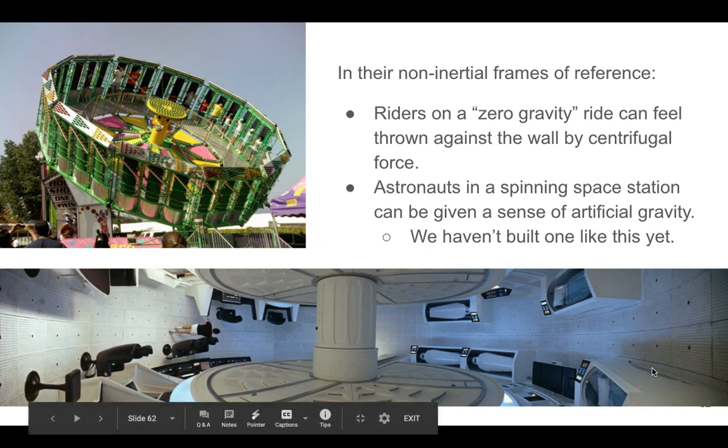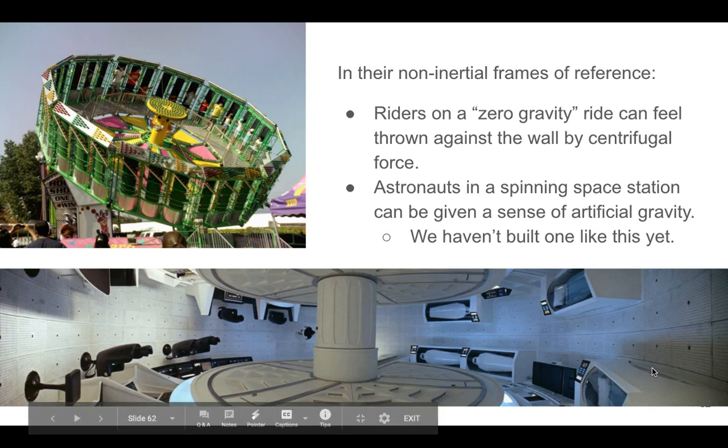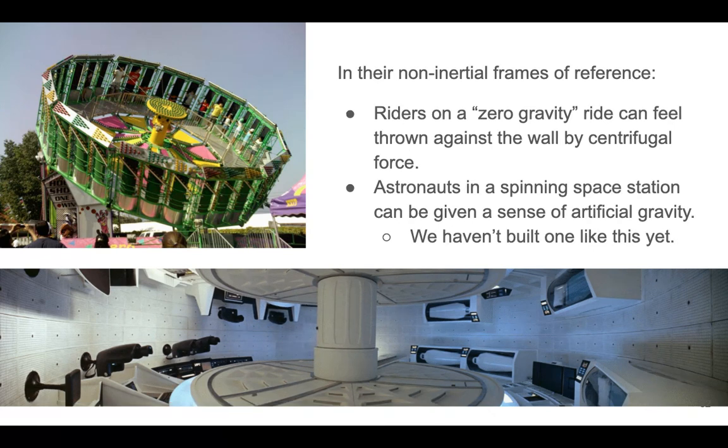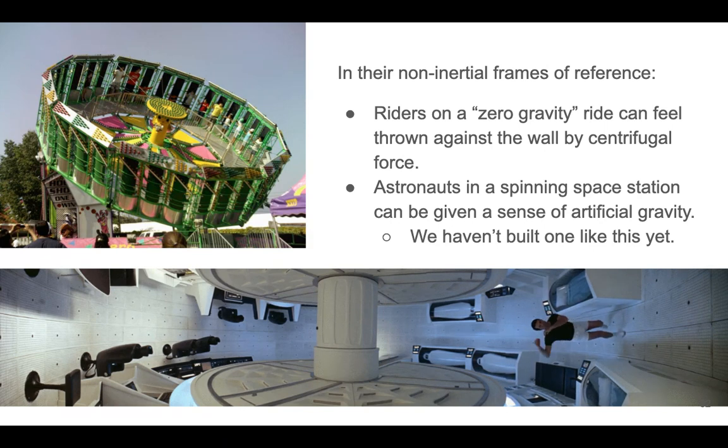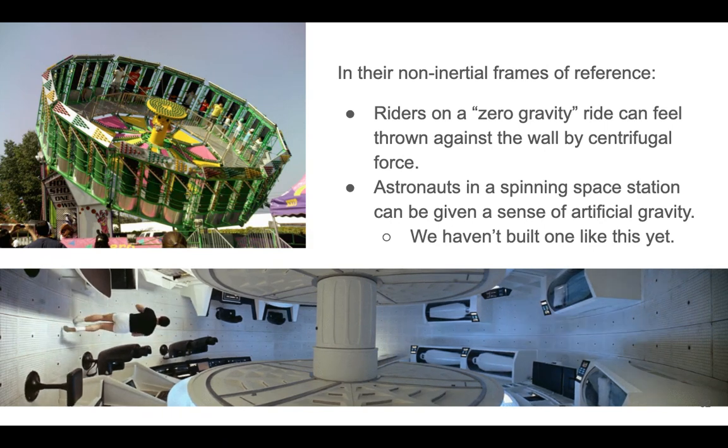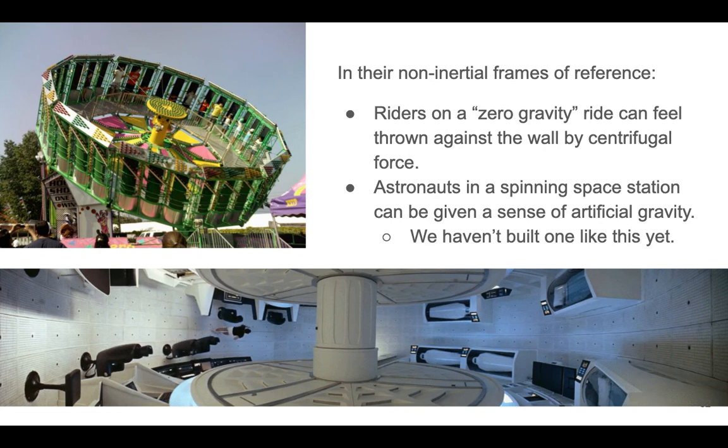So in this picture down below, astronauts in a spinning space station can get a sense of artificial gravity. I say that we haven't actually built one of these yet. These are all over sci-fi movies. You have the spinning space station, and that's how they make the gravity. And we're going to look at that. It would actually work, with the caveat that we'll get to. But yeah, it would actually work.